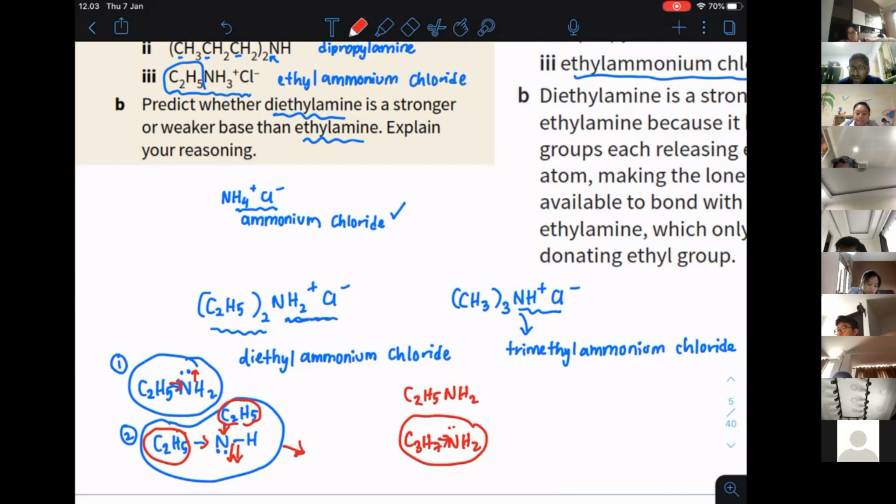So this one you need to take note as well. The bigger R group will donate more. Or if you have more R groups, then they will push the electrons to be more readily available. So that is very important.